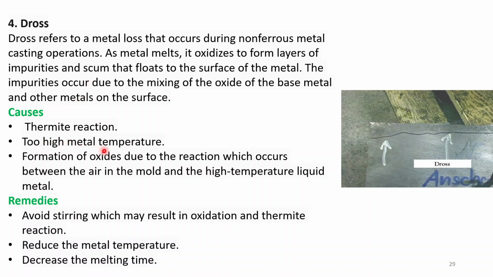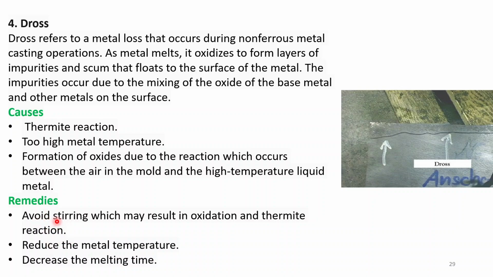Too high metal temperature and formation of oxides. So at high temperature, material also reacts highly with the oxygen and other air, so it might lead to formation of dross. So formation of oxides due to reactions which occur between the air in the mold and the high temperature liquid metal. So it can be avoided or prevented using these particular remedies.